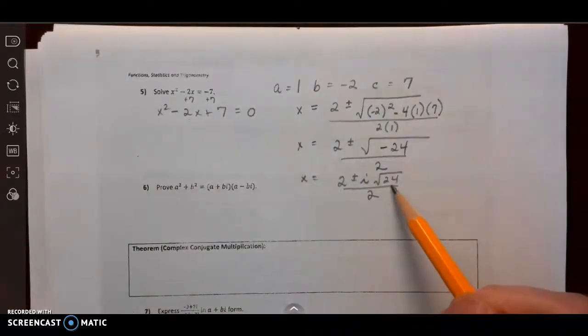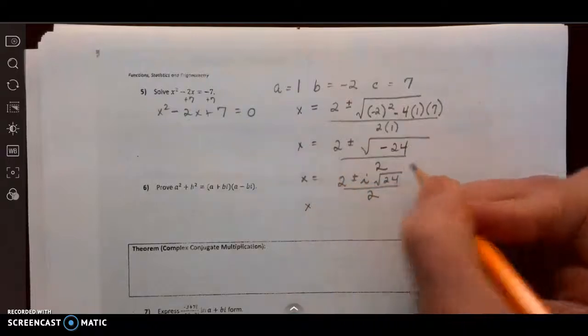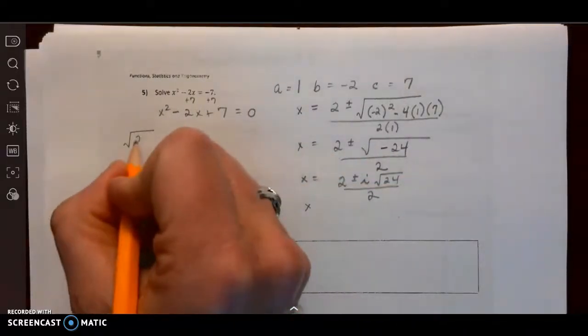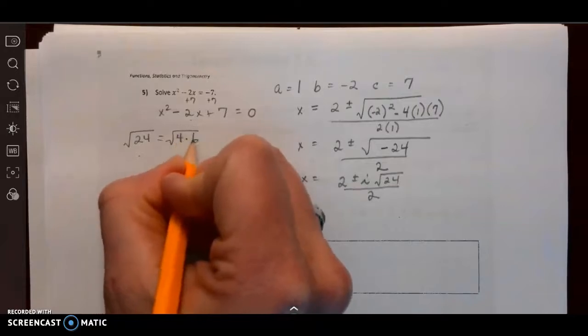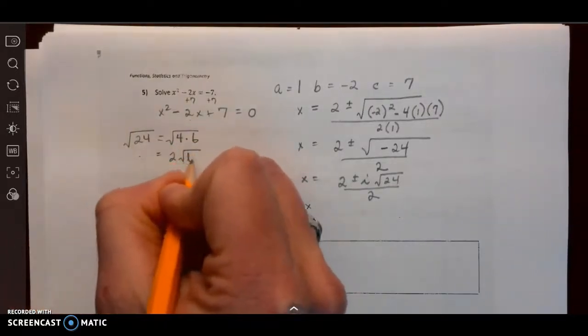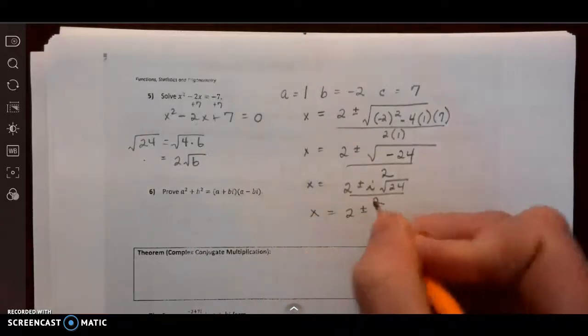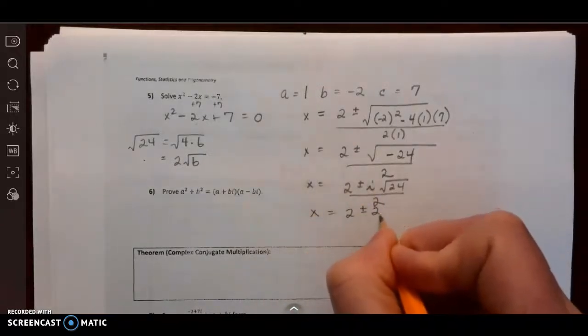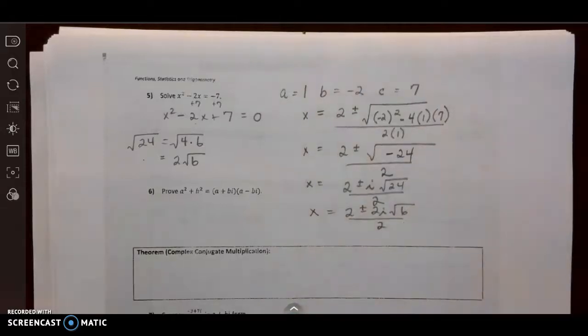And I need to see if 24 has any perfect squares in it. I know 24 can be divisible by 4. So I already know that I could rewrite, I'm going to do this over here, the square root of 24 is the square root of 4 times 6. So that becomes 2 square root of 6. So I'm going to rewrite this as 2 plus or minus 2i square root of 6 all over 2.